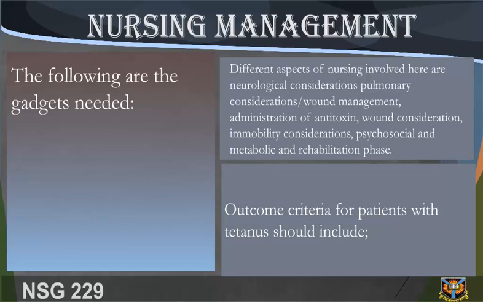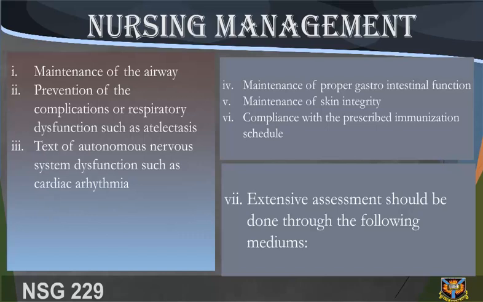Outcome criteria for patients with tetanus should include 1. Maintenance of the airway. 2. Prevention of the complications of respiratory dysfunction such as atelectasis. 3. Detection of autonomic nervous system dysfunction such as cardiac arrhythmia. 4. Maintenance of proper gastrointestinal function. 5. Maintenance of skin integrity. 6. Compliance with the prescribed immunization schedule. 7. Extensive assessment should be done through the following mediums.